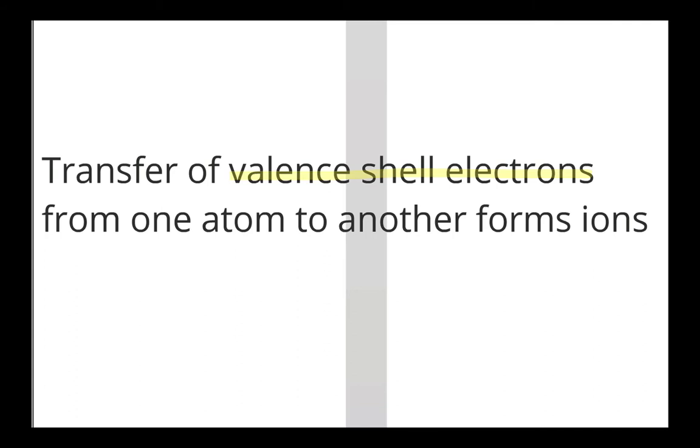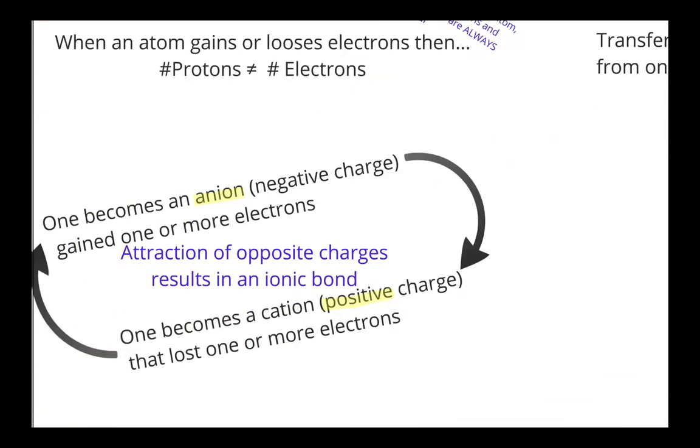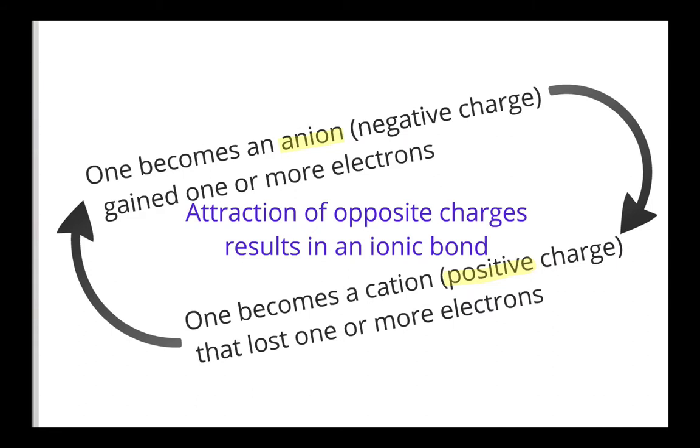This is a complete transfer of valence shell electrons from one atom to another atom, and that does indeed create a new thing that's no longer an atom, and we call that an ion. Remember, electrons are negative, and if an atom gets an extra electron, it then has an extra negative charge, and we would call that thing then an anion. Anions are negative because they have extra electrons, so there's more electrons than protons, so they're no longer neutral.